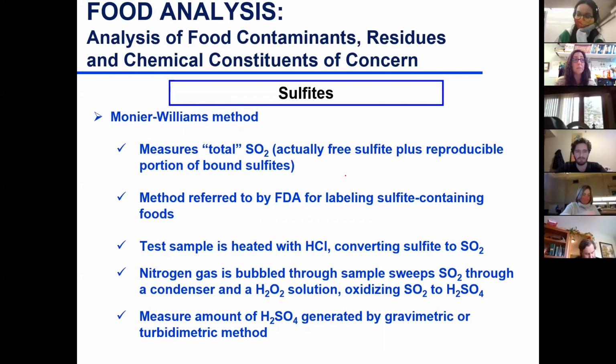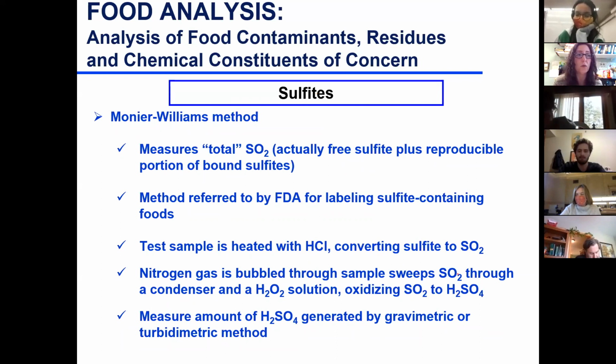So it's basically measure most of the sulfite in the form of SO2. So sulfite that are free plus some sulfites that are bound. It is the method that the FDA recommend for labeling. So that's the method I say, try to remember that method. So basically it's based on the principle of heating with HCl. Then you convert all of your sulfites into SO2.